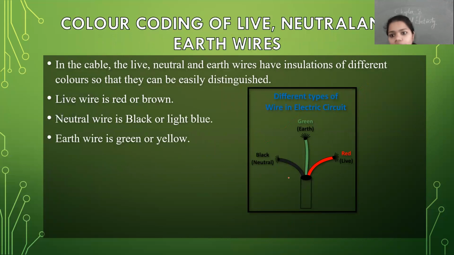Color coding of all the three wires. All the three wires have different colors. The live wire is red or brown in color. The neutral wire is black or light blue. Whereas the earth wire is green or yellow. The colors allow us to identify the purpose of each wire.